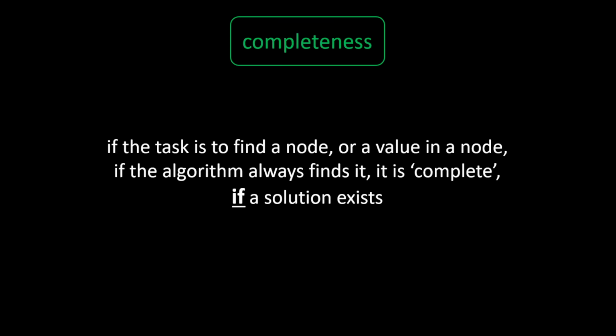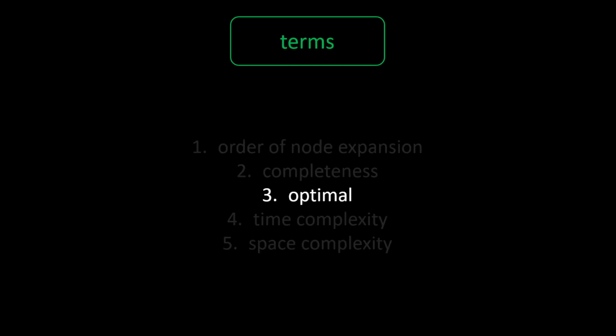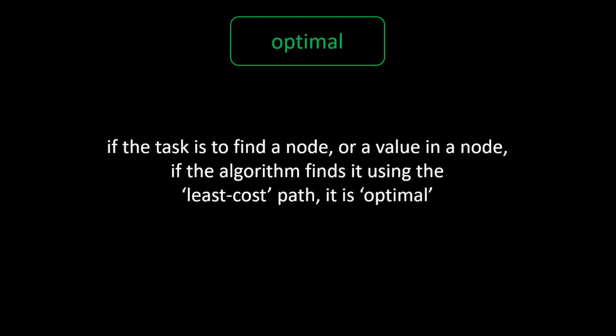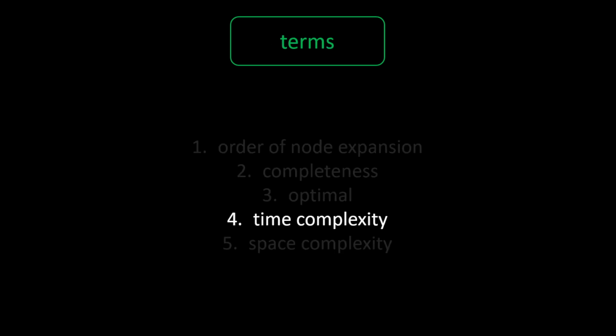Are they complete? Well, if you're trying to find a node or the value in a node, and the algorithm does find it, it's said to be complete. So assuming there is a solution, and your algorithm always finds it, then it's complete. What about optimal? Again, we're trying to find a node or the value in a node. If your algorithm finds the least cost path, then it's optimal. So the shortest path, does it get to the node in the optimal way?